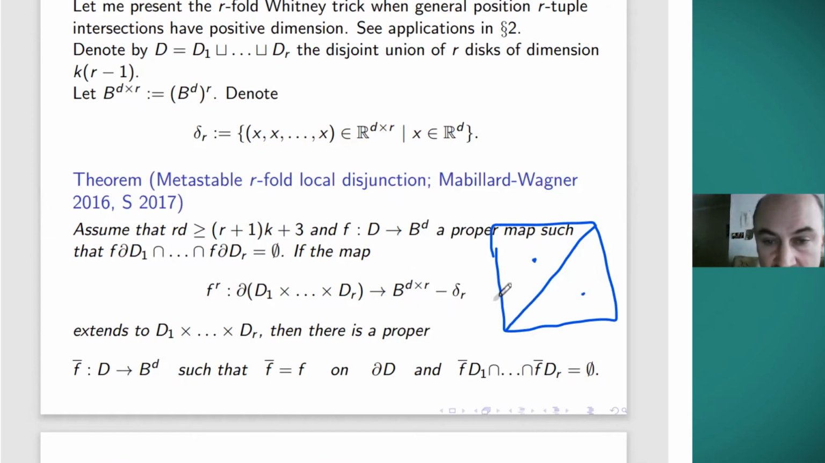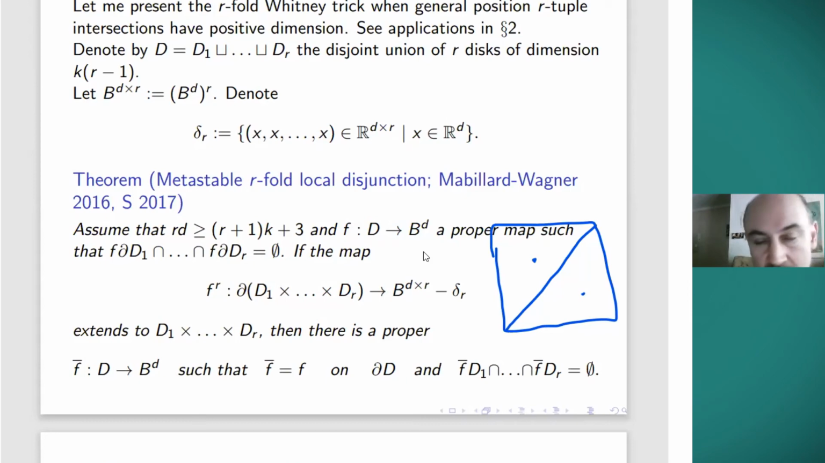So this is a map from a sphere to a sphere of the same dimension, and then its extendability to the disk is equivalent to the degree of this map being 0, and naturally the degree of this map is counted by intersections with signs of the map F. So this is indeed a generalization of the previous R-fold local disjunction theorem.